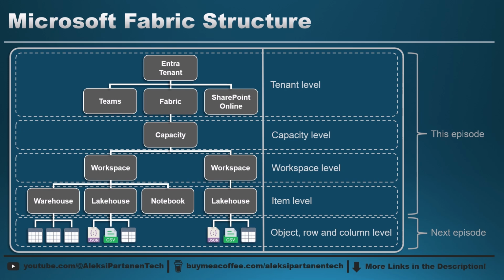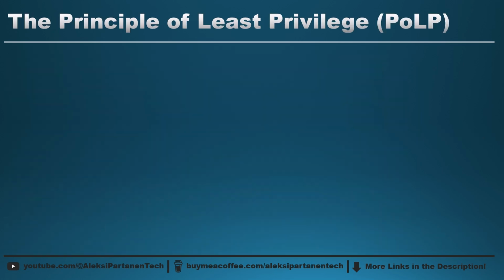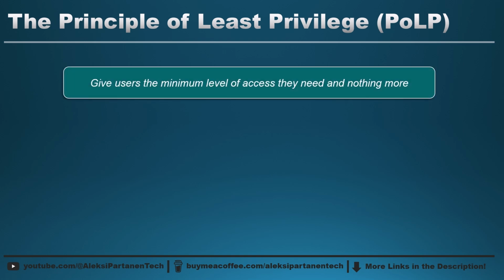Now let us take a moment to talk about one of the most important access control principles, the principle of least privilege. This principle is very simple to understand, but extremely powerful when applied correctly. It means that we should give users the minimum level of access they need and nothing more. So instead of giving someone broad access just to make things easier, we want to assign the smallest set of permissions that still allows them to do their job.